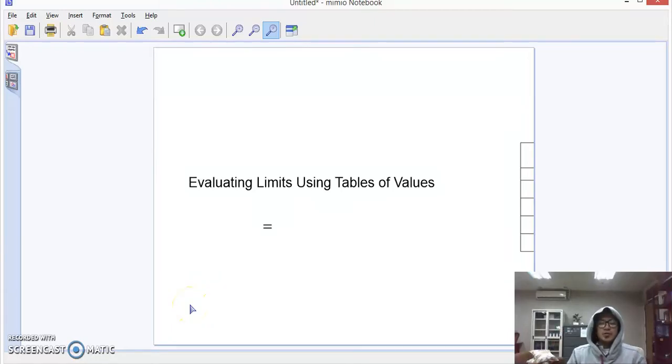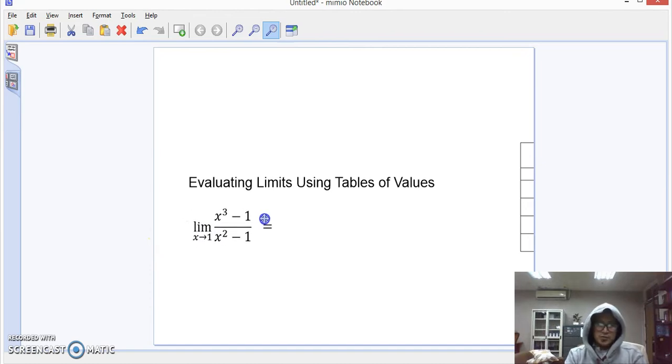Good day. Today we'll be talking about another good feature of the FX-991EX or the ClassWiz calculator, and that's related to a content in our K to 12 mathematics. In this case, we'll be talking about a very important concept in calculus called limits. So we'll be talking about evaluating limits of functions using tables of values. Now let's consider this problem.